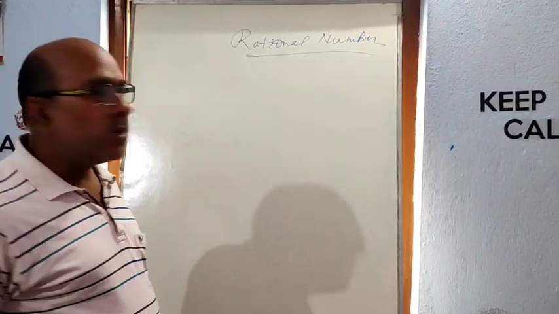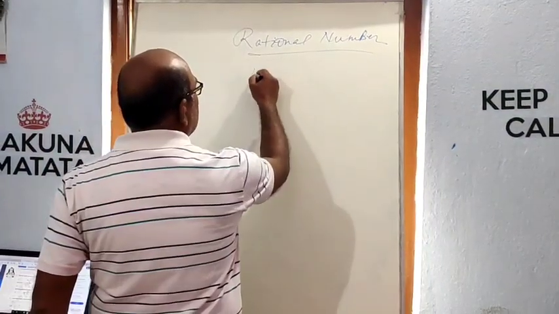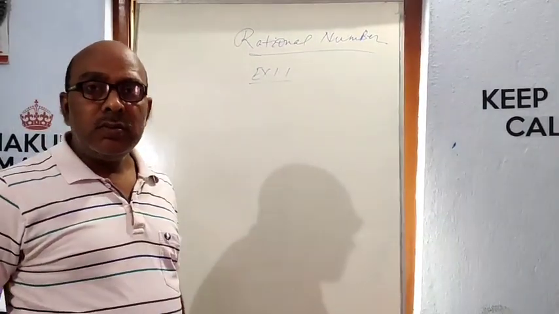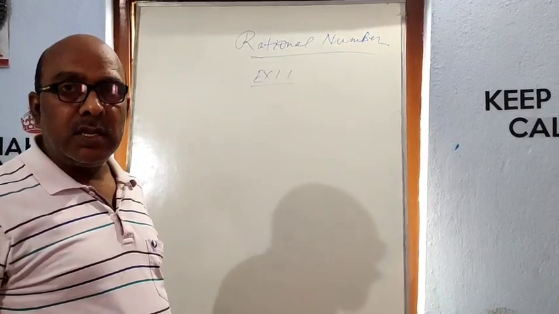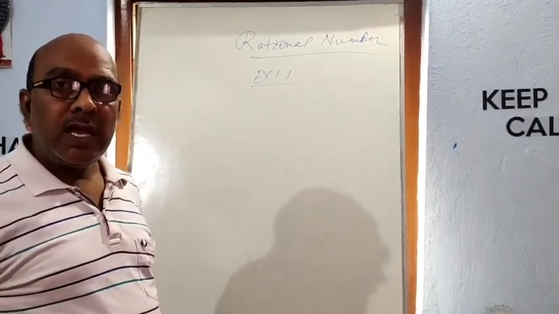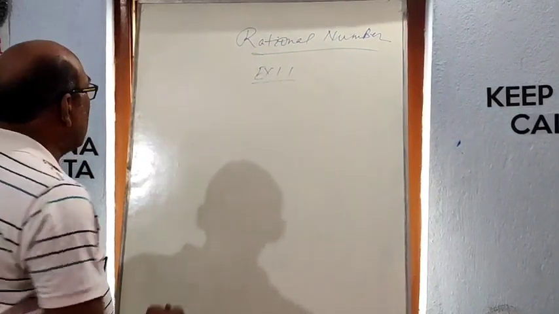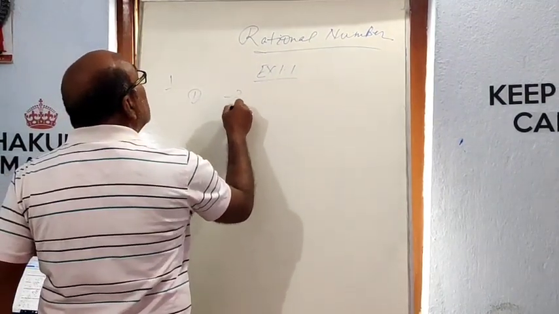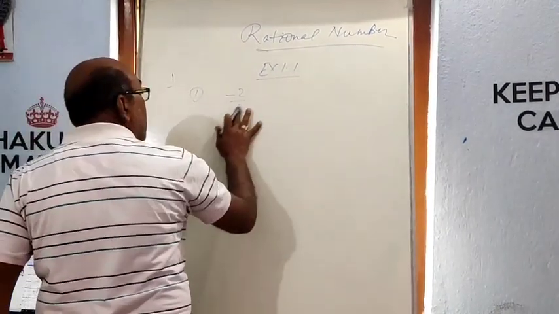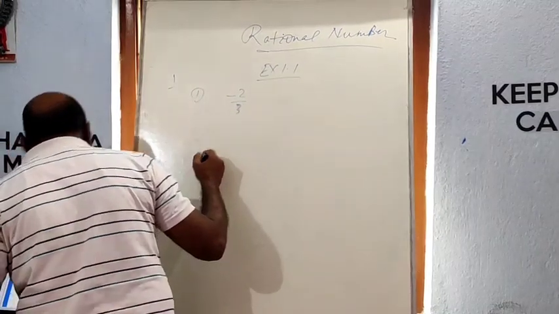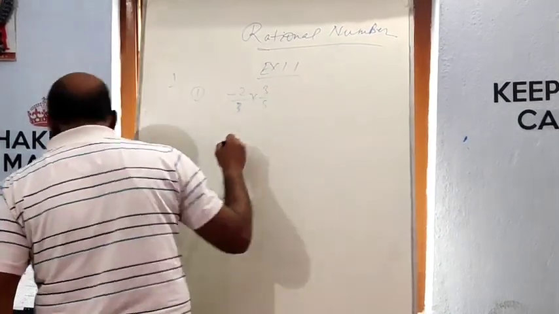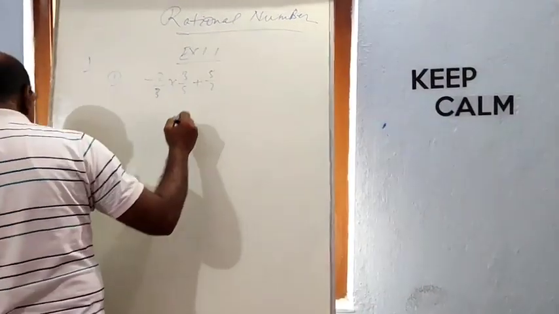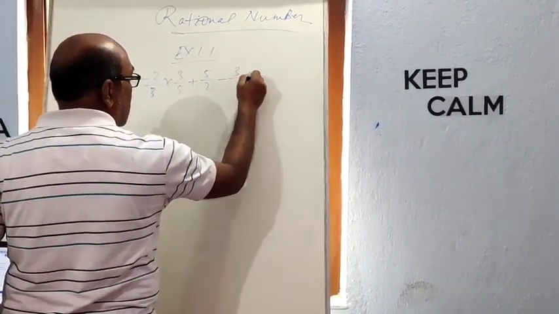Now you come to exercise 1.1. Exercise 1.1. I want to solve one question of each, and the remaining questions will be for you as homework. Now, question number 1.1. The question is minus 2 by 3 into 3 by 5 plus 5 by 2 minus 3 by 5 into 1 by 6.